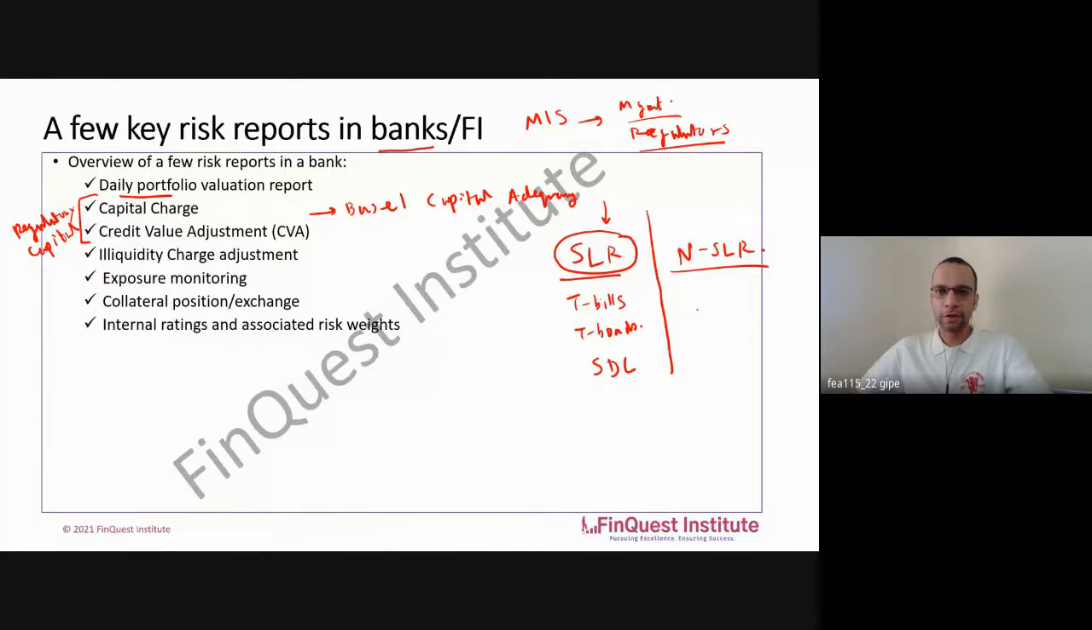Whereas non-SLR is anything which is non-government in nature. So it could either be corporate bonds, or bonds from NBFCs, or maybe bank bonds, etc. Banks and financial institutions which issue bonds. You could also have CPs, CDs, etc. So all of these come under non-SLR.